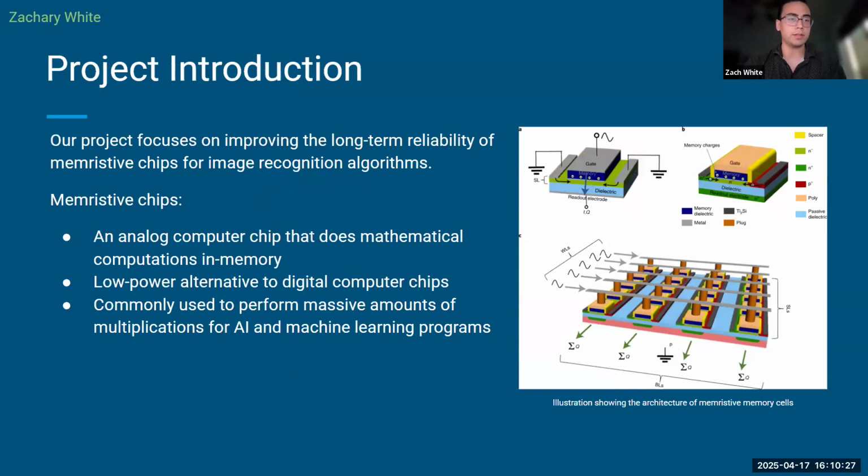To introduce you to our project, it mainly focuses on improving the long-term reliability of Memristive chips for image recognition algorithms. Memristive chips are an analog computer chip that does mathematical computations in memory. They are a low-power alternative to digital computer chips and are commonly used to perform massive amounts of multiplications for AI and machine learning programs.